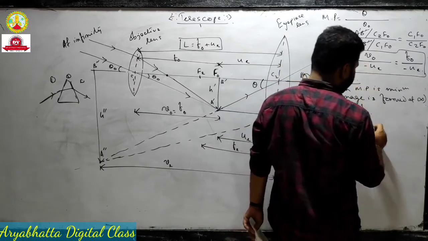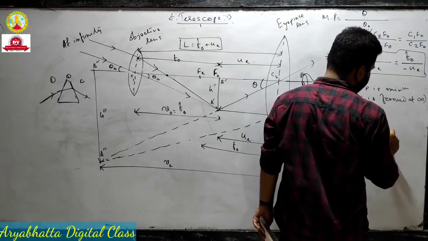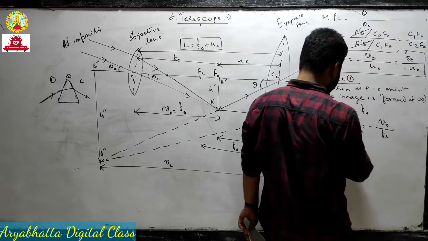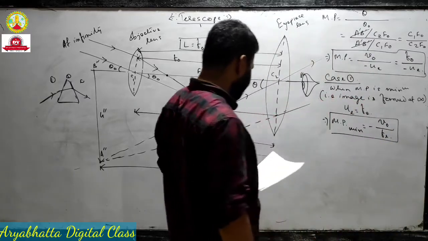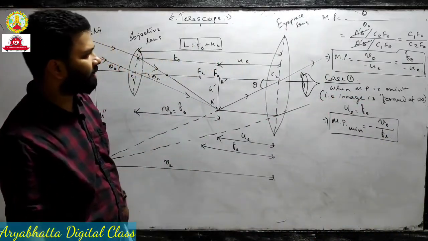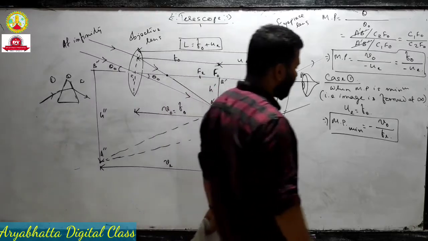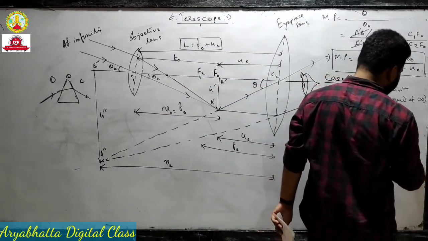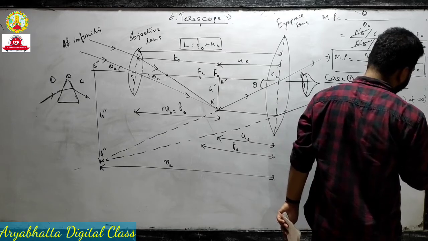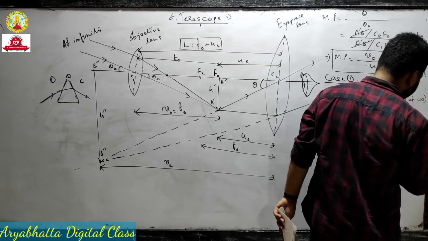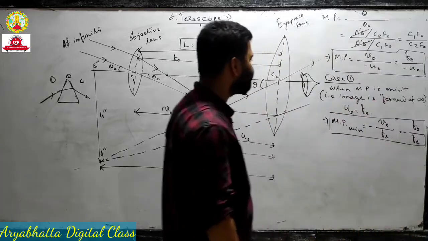That is minus V naught divided by FE. This is the minimum magnifying power for the telescope, minus V naught divided by FE. Or also you can write this is equal to minus of focal length of the objective divided by focal length of the eyepiece.